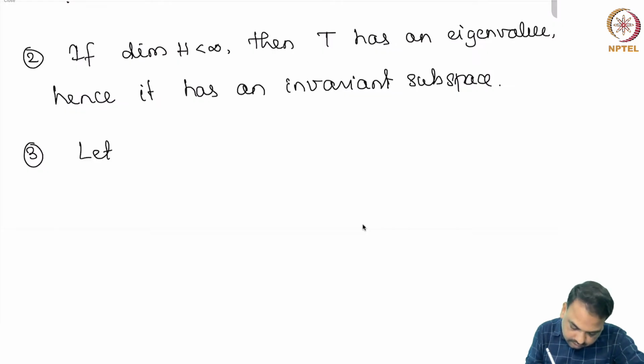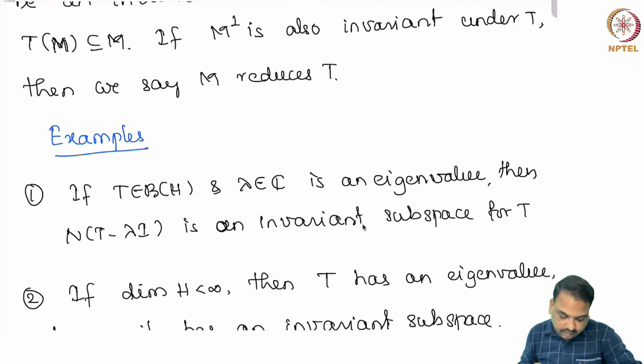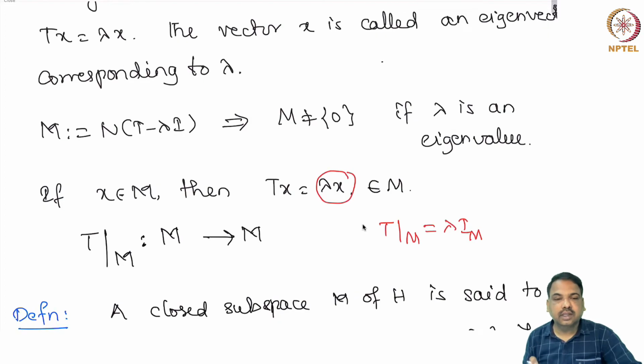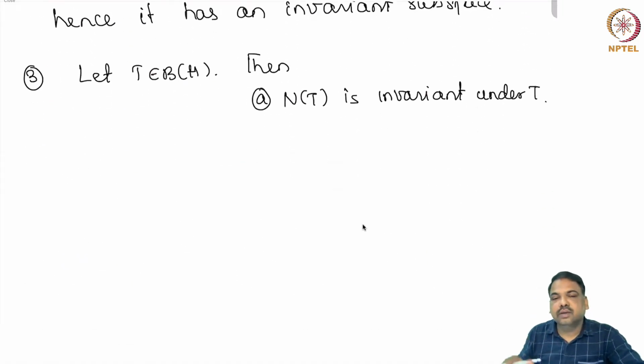Okay. So let us take an arbitrary bounded operator. Then we can conclude that the null space of T is invariant under T. We want to show that T restricted to M is contained in M. That means whenever x is in M, we want to show that Tx is also in M to show that M is an invariant subspace. So here when x is in the null space of T, Tx is 0, which is anyway an element of M. M is N(T) here. So we can conclude that the null space of T is an invariant subspace for T.